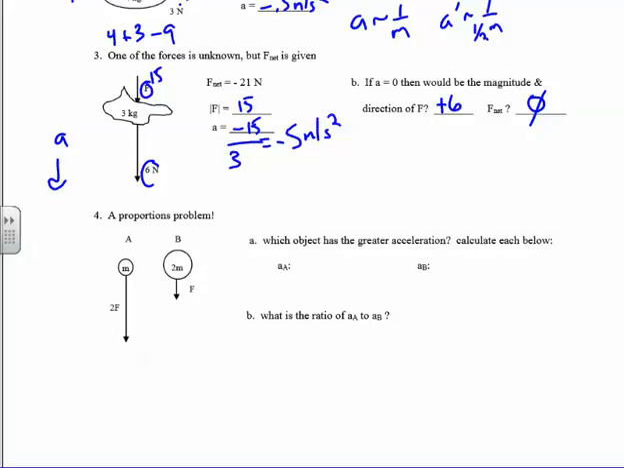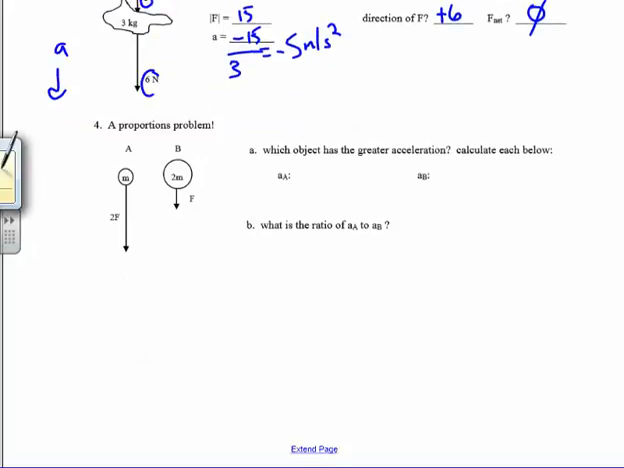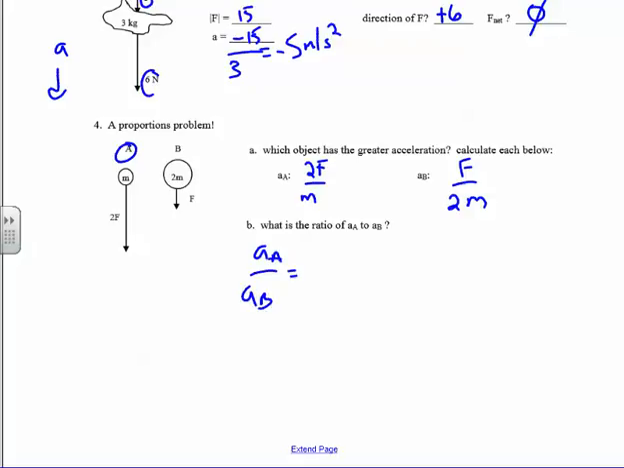And lastly, a proportions problem, once again, maybe just a little bit more difficult. So how do they compare? Well, we'll calculate. So the acceleration of this guy is the force on it divided by its mass. Okay, so I'm going to leave it like that. And for B, it's the force on it divided by the mass. They're not the same thing. So we can compute a ratio. So aA to aB would be 2F divided by m divided by F over 2m.